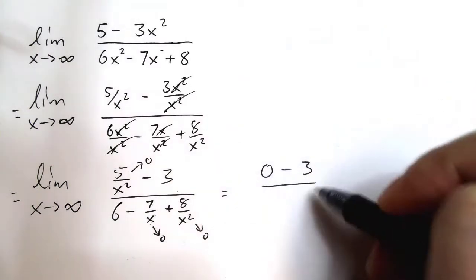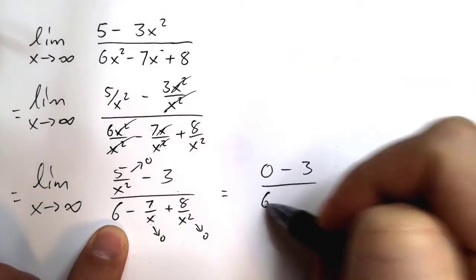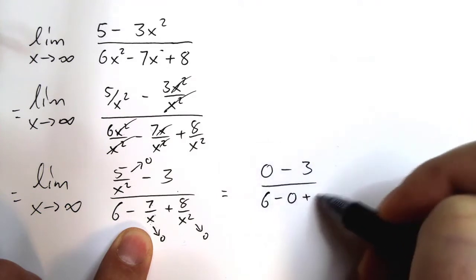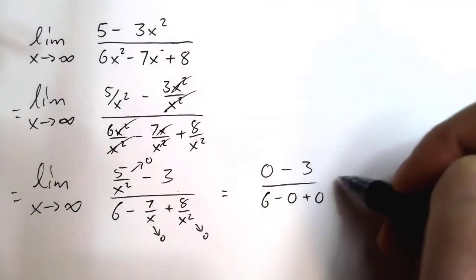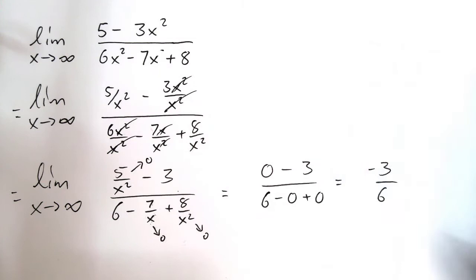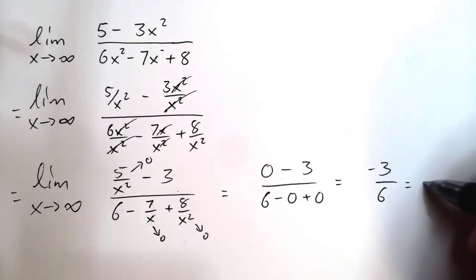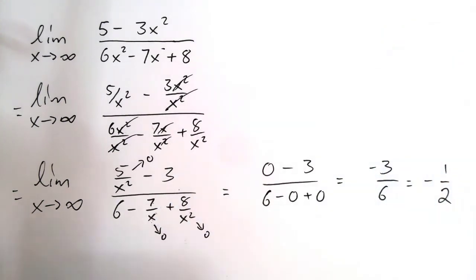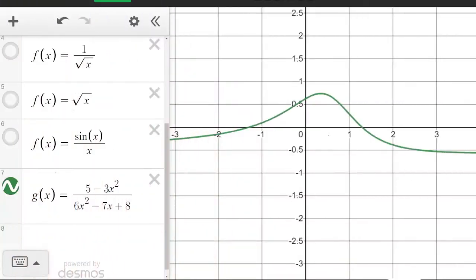That stays 3. This is 6. That goes to 0, and this goes to 0, right? So what am I getting here? I'm getting -3 over 6. Well, that simplifies to -1/2. So the limit as x goes to infinity is -1/2. And here's a picture of the function that we were just looking at.